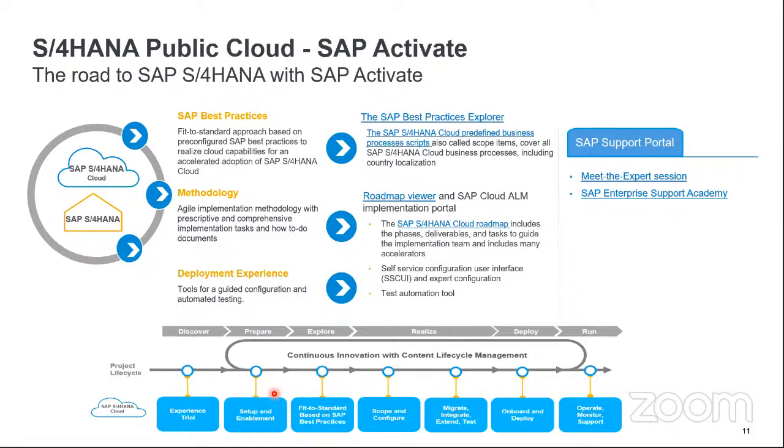The best practice explorer is also available here. You can quickly check what best practices are available for S4HANA Cloud. As I said, later in this slide, you will get the links to it. However, we'll quickly get into the demo for the roadmap viewer: what is provided as a roadmap viewer, how the customers can utilize it, what artifacts are available in the different phases in the Activate methodology, and what the accelerators are and how to access them.